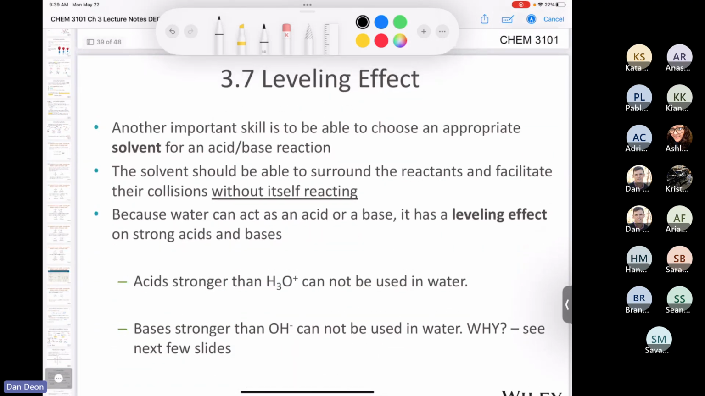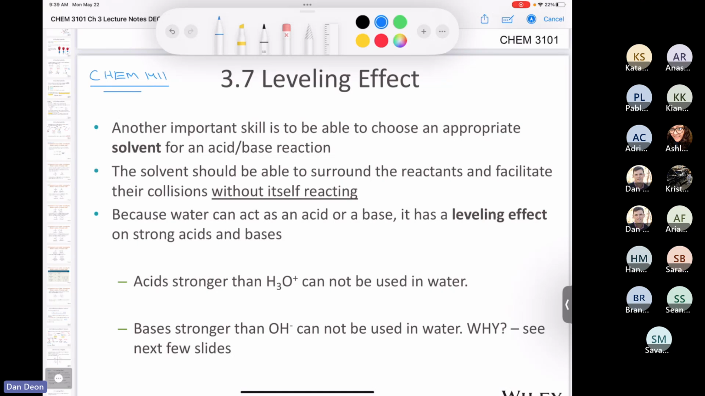Anyhow, I want to cover something with you called the leveling effect. I know that this concept is covered in General Chemistry 2 because I just finished teaching General Chemistry 2 a couple of weeks ago. So this is something you should have seen in Chemistry 1411. However, I'm not going to put you on the hook for it because you don't cover it in a lot of detail in Chemistry 1411.